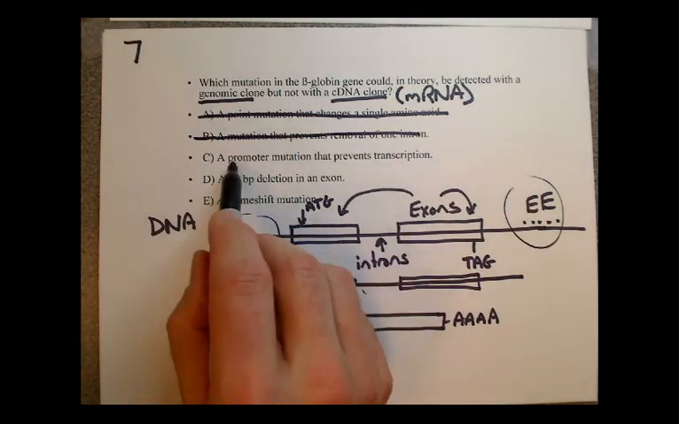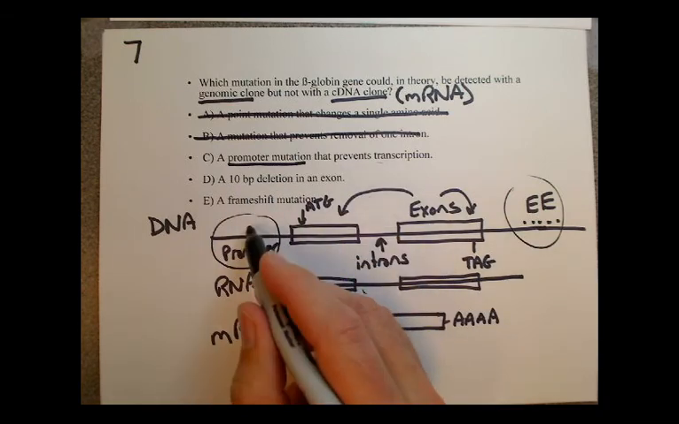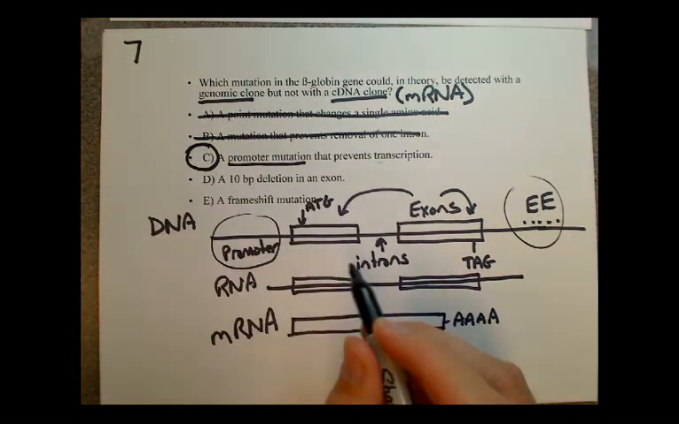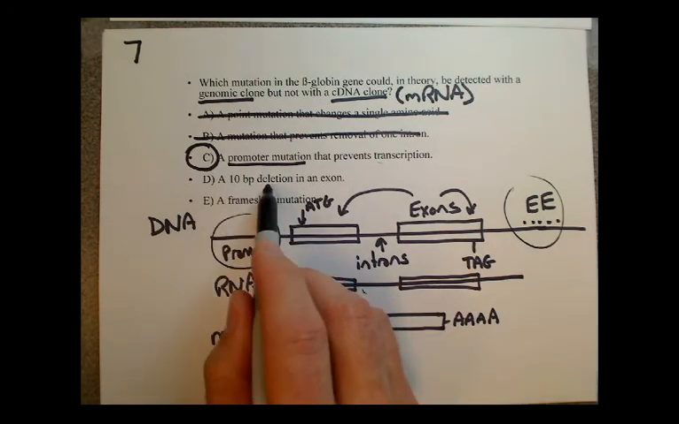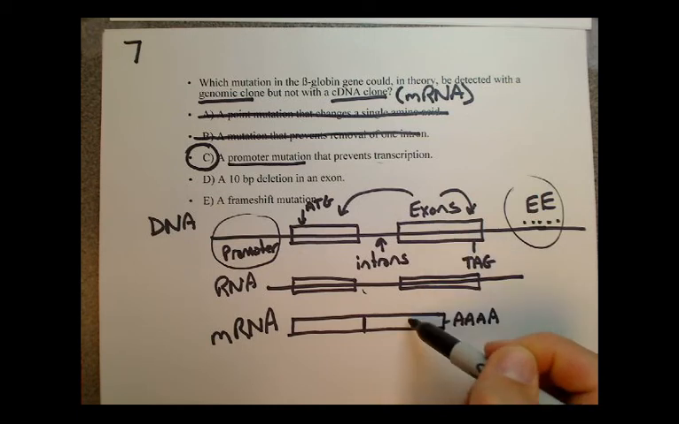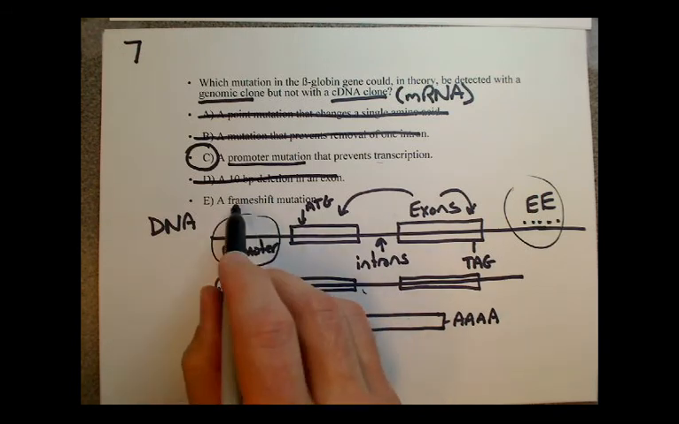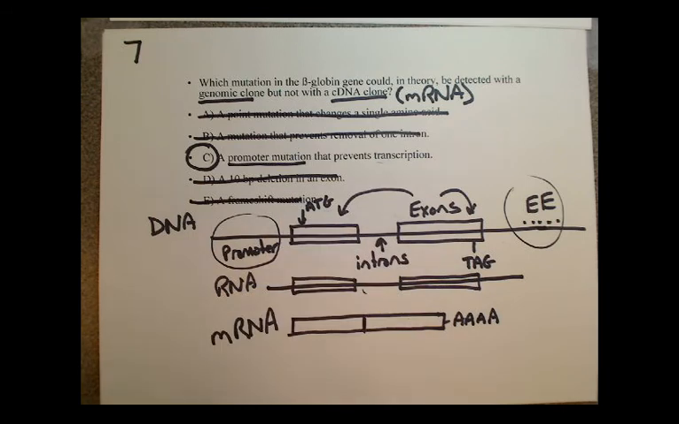A promoter mutation that prevents transcription. So this is the one. Those promoter sequences are not in the messenger RNAs. So that's something that you would not detect in a cDNA clone that you would with a genomic clone. A 10 base pair deletion in an exon. Again, the exons are present in both the genomic clone and the cDNA, so that could be detected either way. And a frame shift mutation also. That's something that's going to be happening in an exon, which would be present in both. So what you're left with is C.